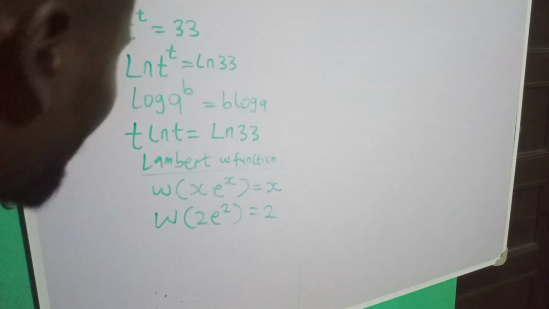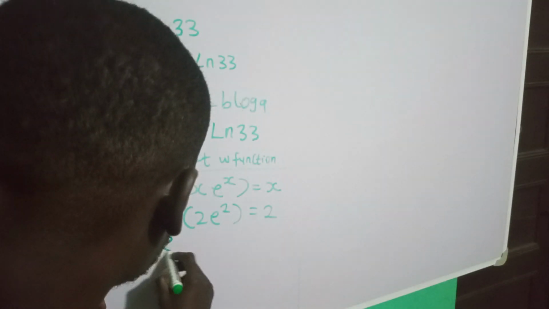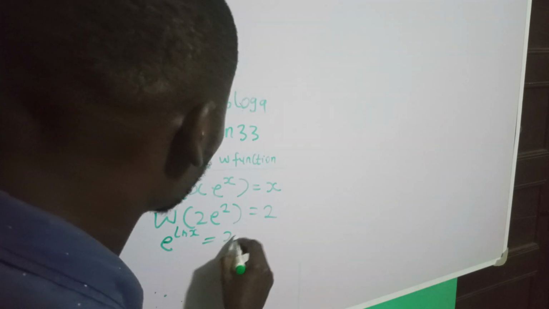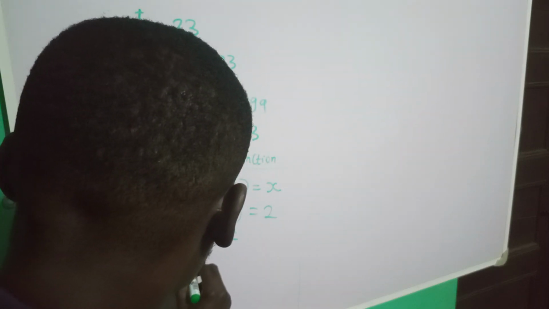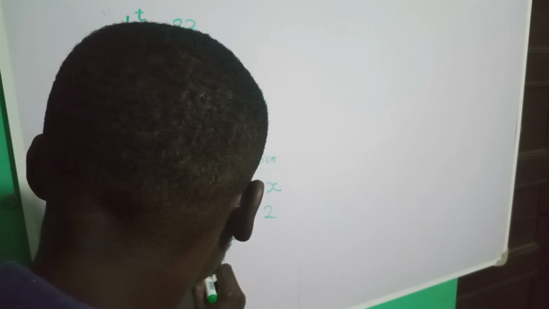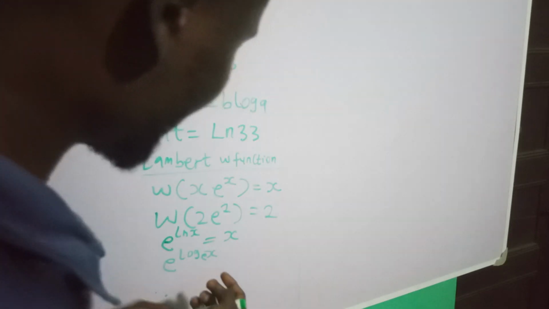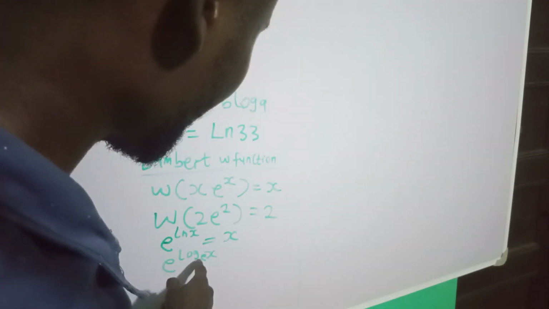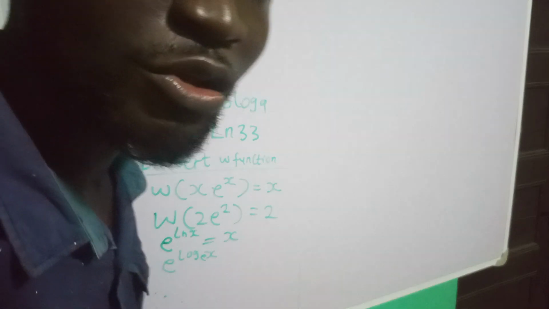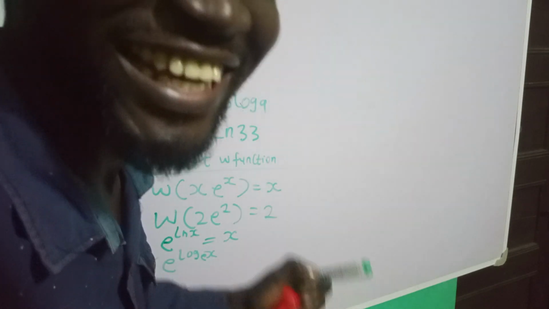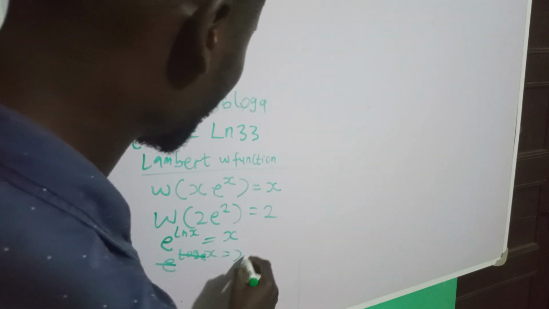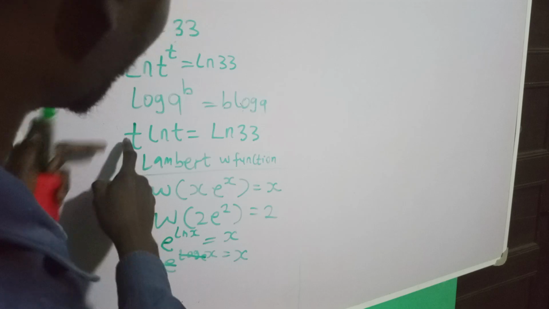Let me show you something. Do you know that if you have e raised to power ln x, this is equal to x? I can rewrite this as e raised to the power log x to the base of e. Why? Since it has a common base of e, both log e and e are inverse functions, which means they can cancel out. So this cancels out this, and you are left with x.